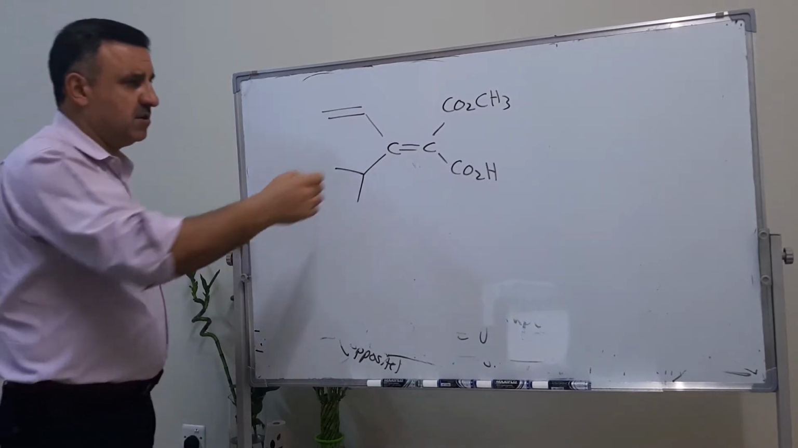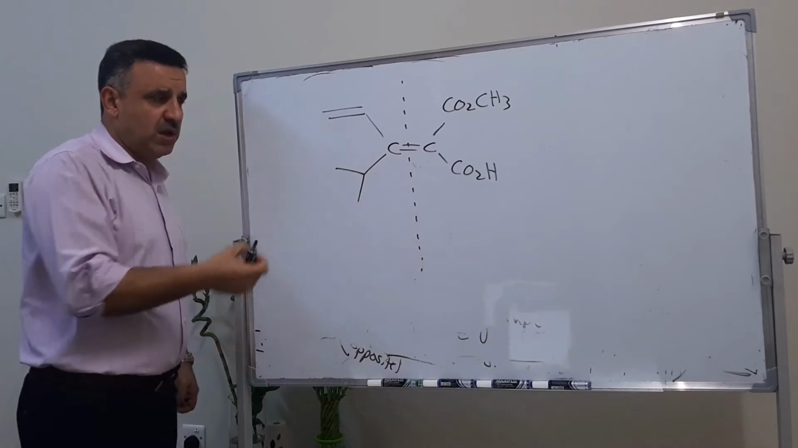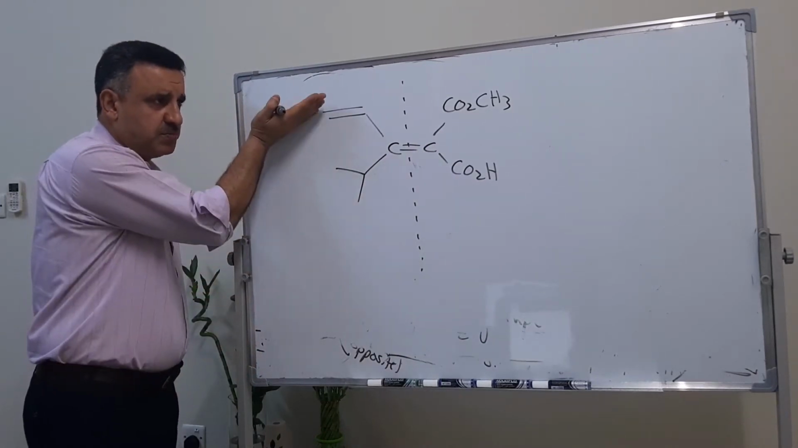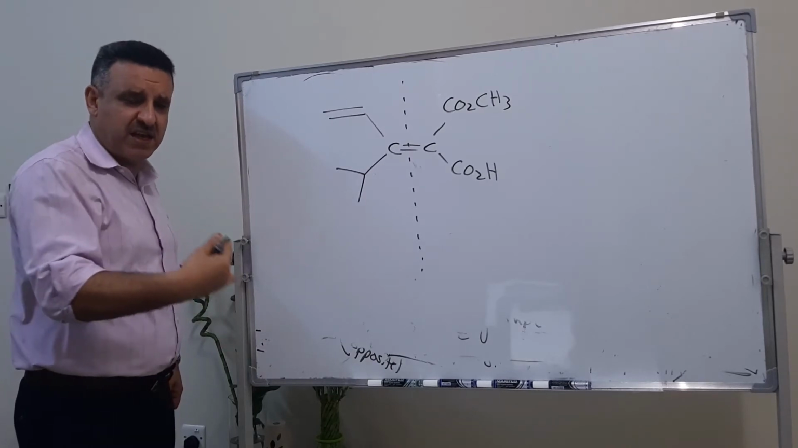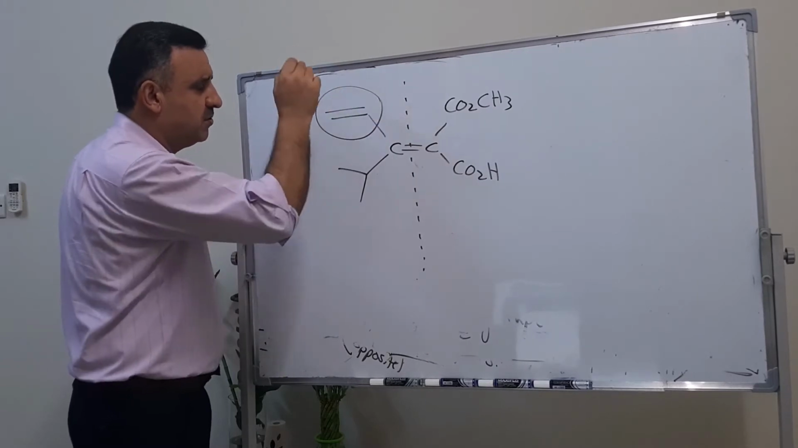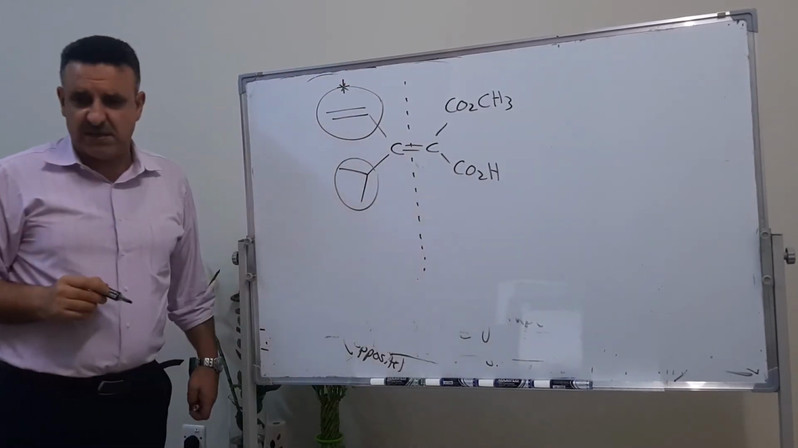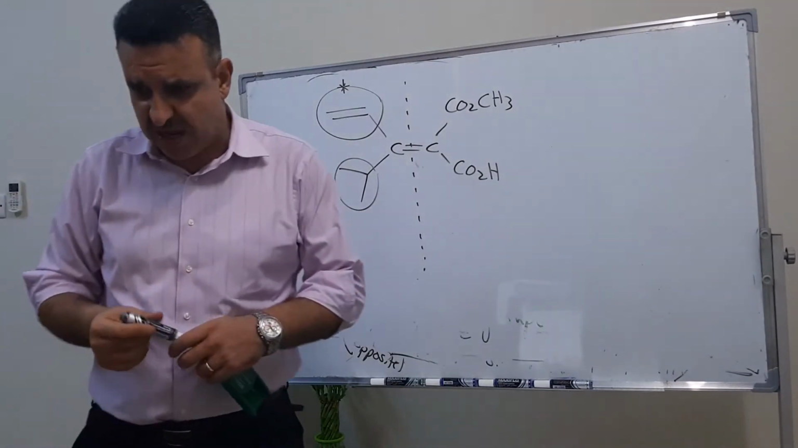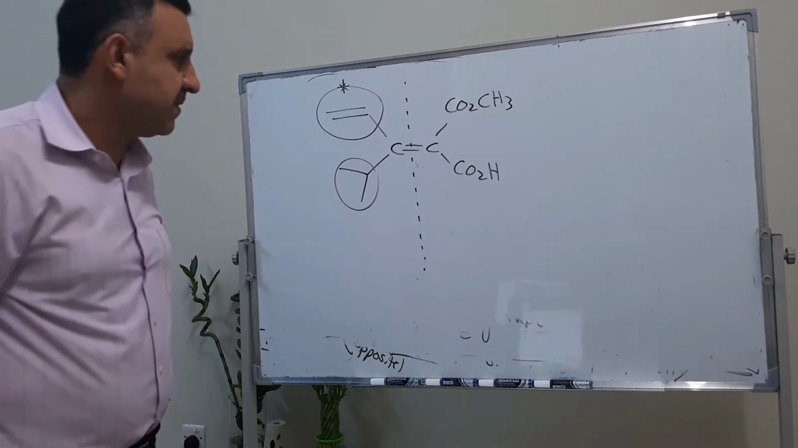Now, as we said, in order to determine the configuration around this carbon double bond carbon, we need to compare these two groups separately and find which one has higher priority. Obviously, this carbon or this group has higher priority than the isopropyl, and I think we have done this. We have worked that before in chapter 5.